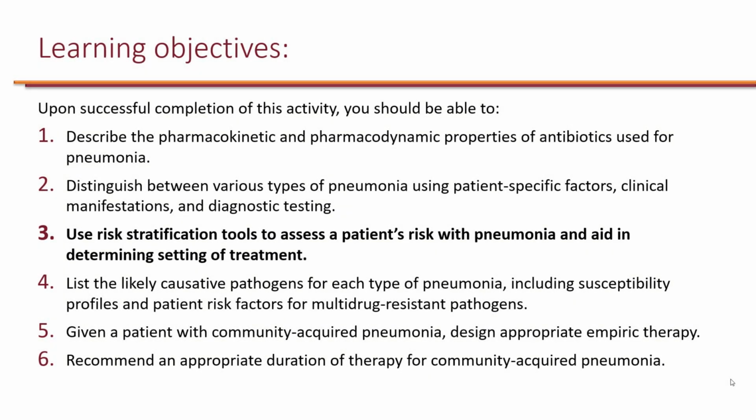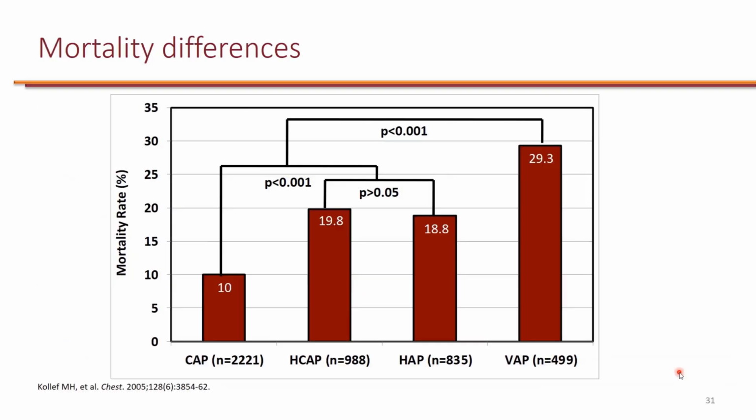We described the PK/PD properties of antibiotics used for pneumonia and distinguished between various types of pneumonia using patient-specific factors, clinical manifestations, and diagnostic testing. Now, let's use risk stratification tools to assess a patient's risk with pneumonia and aid in determining setting of treatment. At this point, you should know that there are 4 different types of pneumonia. There's community-acquired pneumonia, healthcare-associated pneumonia, hospital-acquired pneumonia, and ventilator-associated pneumonia.